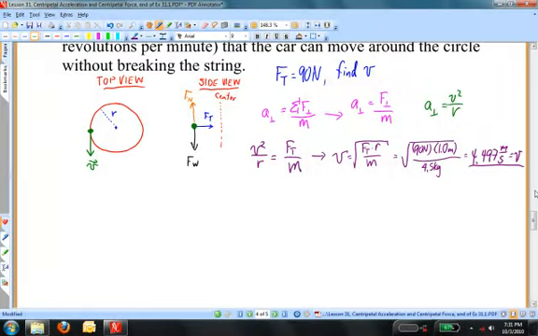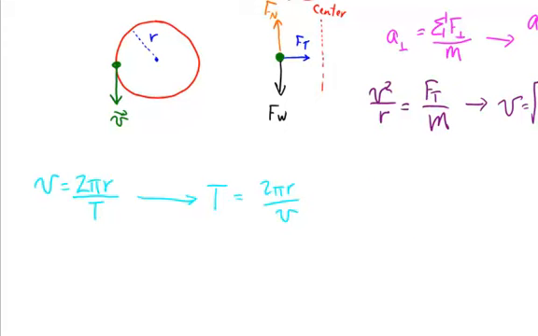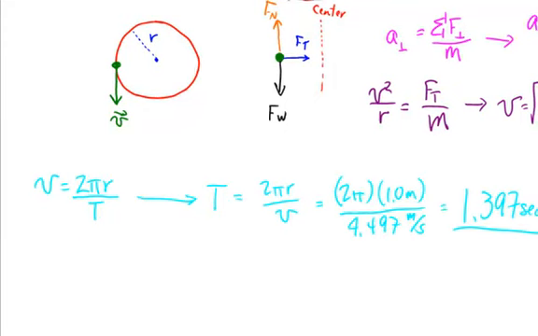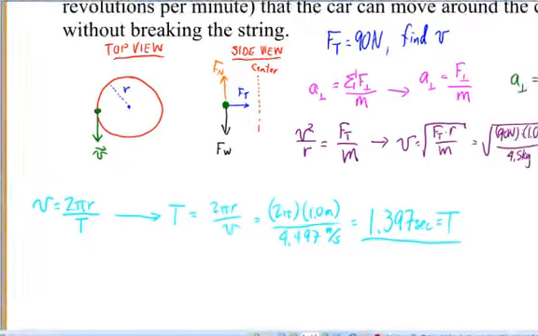But now they don't want me to express the speed in terms of meters per second. They want it in terms of revolutions per minute. How am I going to do that? Well, basically what I'm going to recognize is the speed is equal to 2 pi r divided by the period. So let me figure out what the period is, the time for one revolution, and I'll feed in the numbers and put that into my calculator. And what I find is that the time for one revolution, the period, is just under 1.4 seconds.